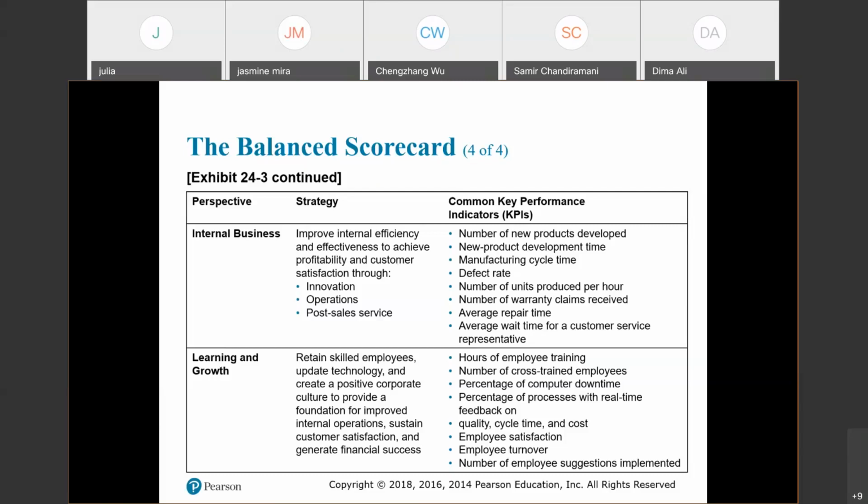The learning and growth perspective lays the foundation needed to improve internal business operations, sustain customer satisfaction, and generate financial success. Without skilled employees, as well as updated technologies and a positive corporate culture, the company will not be able to meet the objectives of the other perspectives.